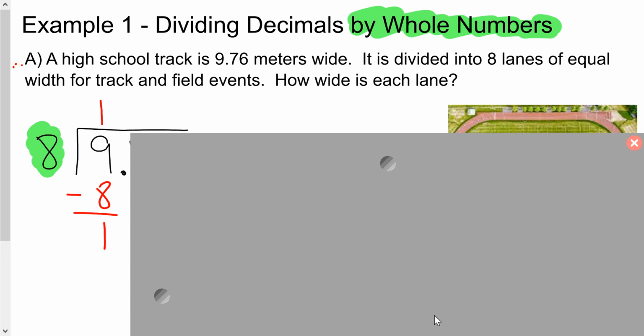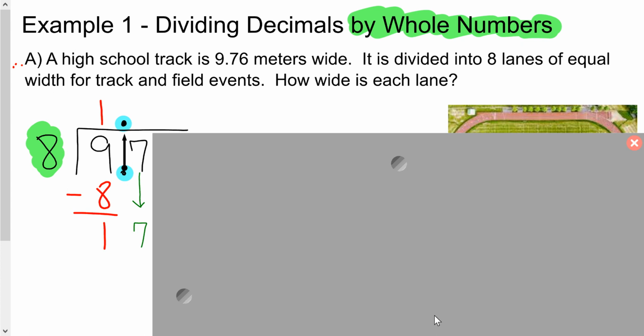And then we pull our paper back and I go, whoa, I see a decimal point. Put that straight up, okay? Put a decimal point straight up in the answer. That's what's so important for us to do here. And then we can pull back the paper a little bit more and see there's a 7, and we drop it, just like we always have.